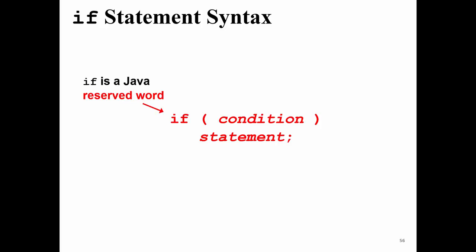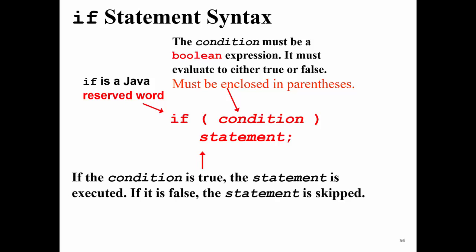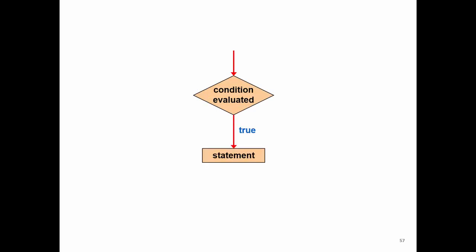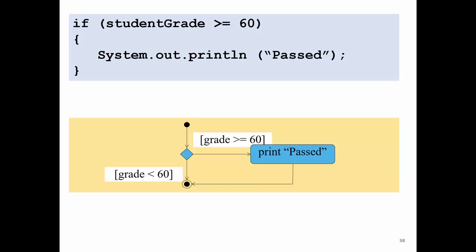So this is if, a reserved keyword. You have the condition inside the parentheses, then you have the statement. As long as you have only one statement, you don't need the braces to create a block. If you have many, you have to put the braces. So if the condition is evaluated true, we're going to run this statement. Otherwise, we're going to go on without running the statement. So if the student grade is greater than or equal to 60, I'm going to print this message. Otherwise, I will not print this message.